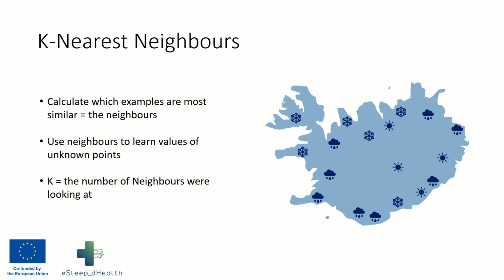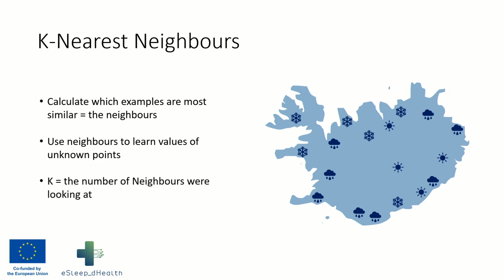This is a model that makes a prediction based on the label of the records that are most similar to the one that we're looking for. These most similar ones can be referred to as the neighbors. And we use those neighbors to learn values of unknown points. And the k here in the name is the number of neighbors we're looking at.